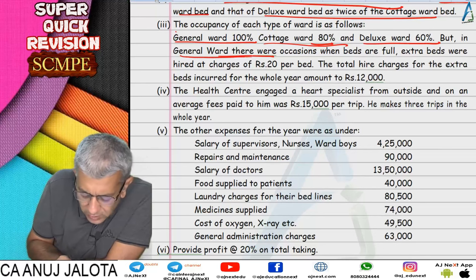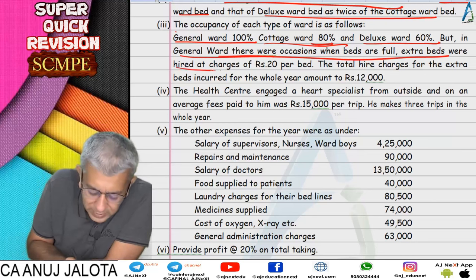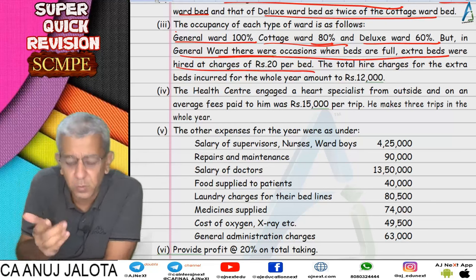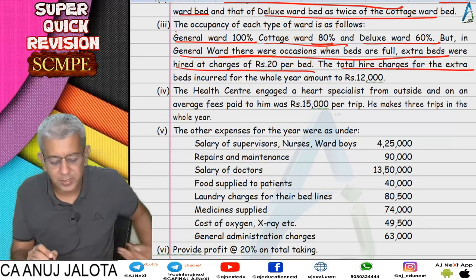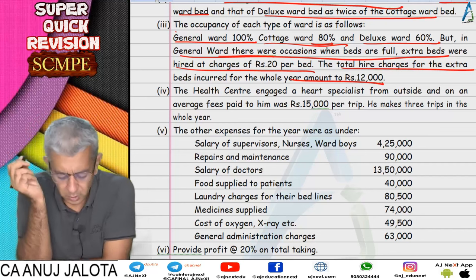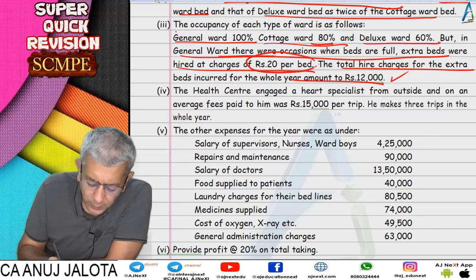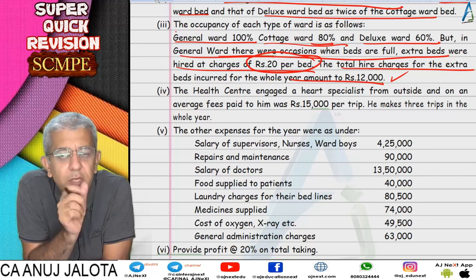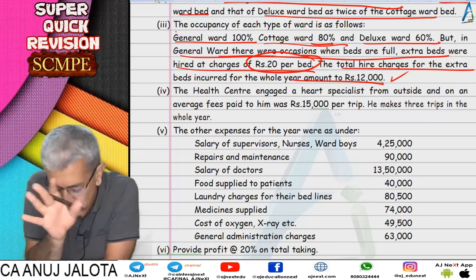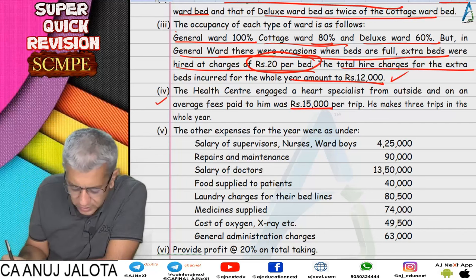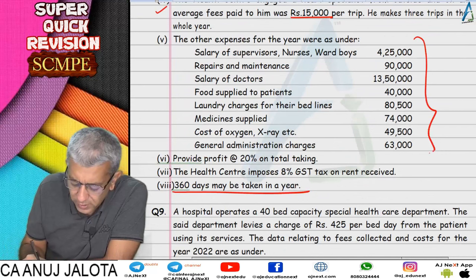In general ward, there were occasions when the beds were full, and extra beds had to be hired at the rate of 20 per bed. We figured out this must be 20 per bed per day only. The total hiring charges for the extra beds incurred for the whole year amounted to ₹12,000. So 12,000 divided by 20 will be 600. So this was the extra number of bed days. There was also a heart specialist cost of 15,000 into 3 that was given to you, and all these particular costs were given to you.